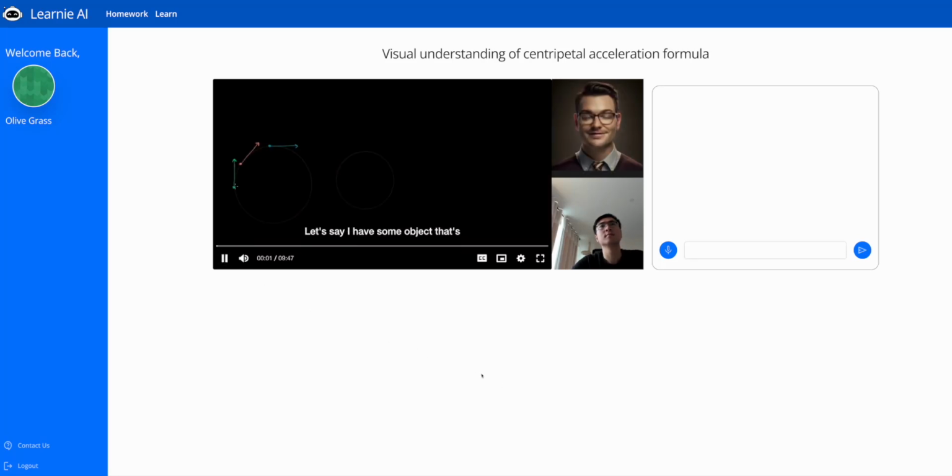Let's have some object that's traveling in a circular path, just like this. And what I've drawn here is its velocity vector at different points along that path. By the way, do you know what is a vector?